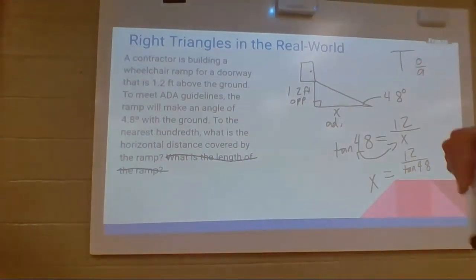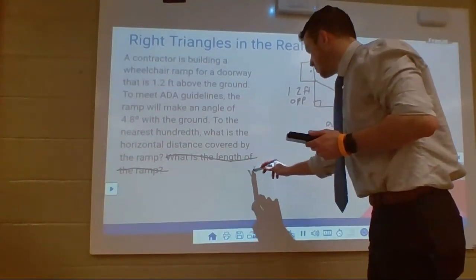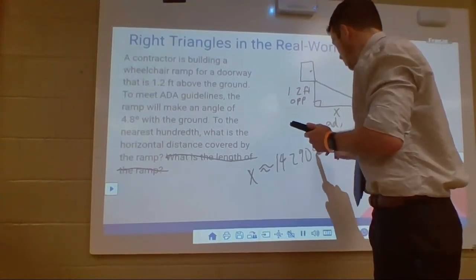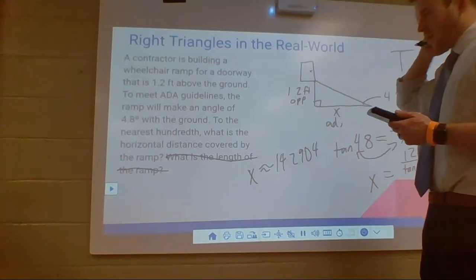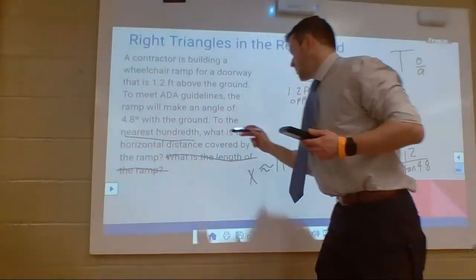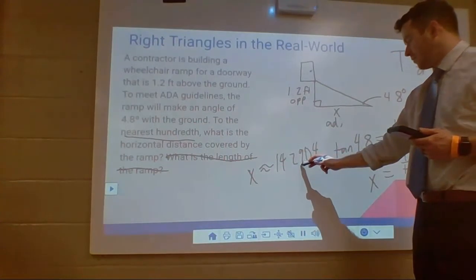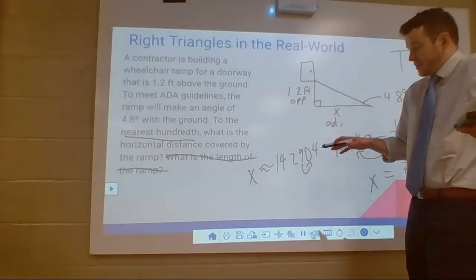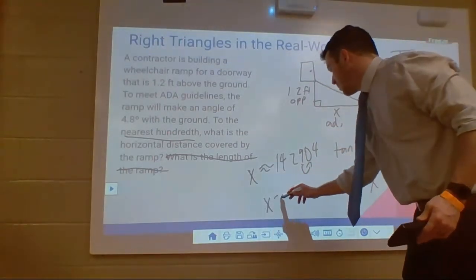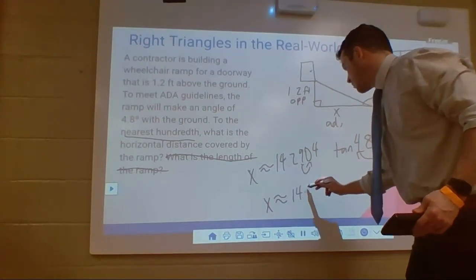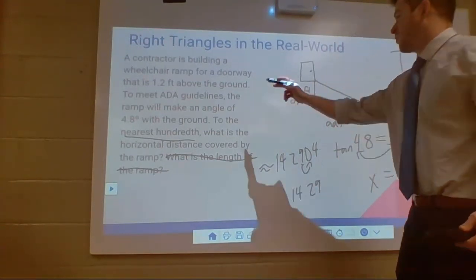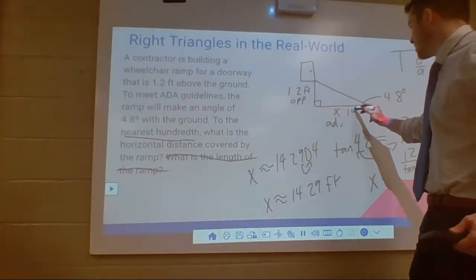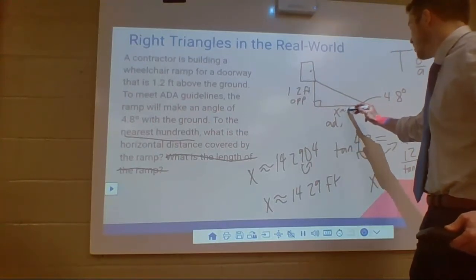14.2904. Okay, so I'm going to say x is about 14.2904. We're going to round to the nearest hundredth, right? Nearest hundredth spot. So what's in the hundredth spot? It's 9, right? Well, in the thousandth spot is a 0. So that means the 9 is just going to stay the same. So we will say x is about, to the nearest hundredth, x is about 14.29. And what was our unit? Feet. So the length of that horizontal distance was 14.29 feet.